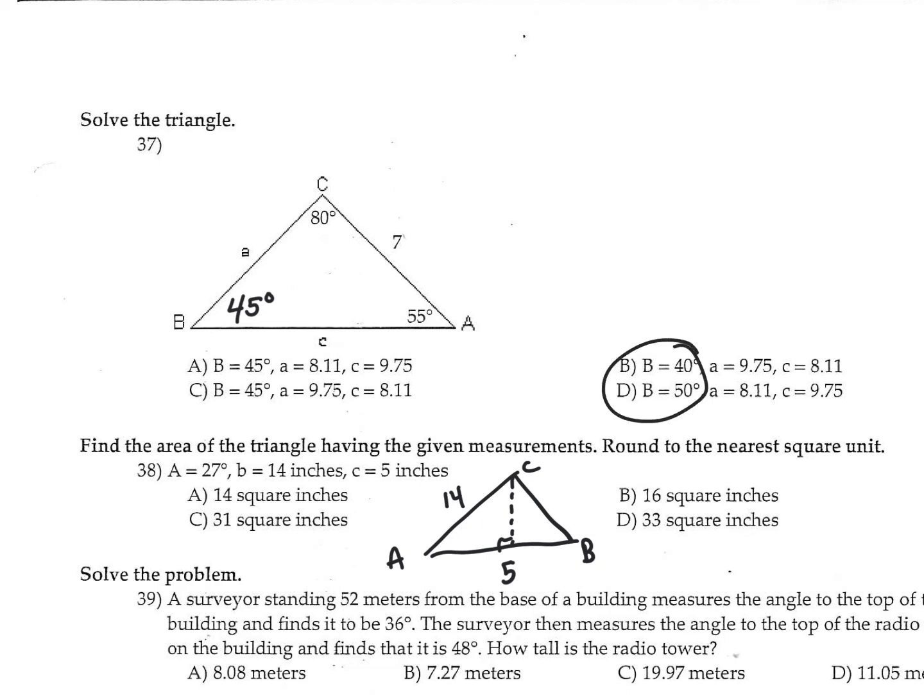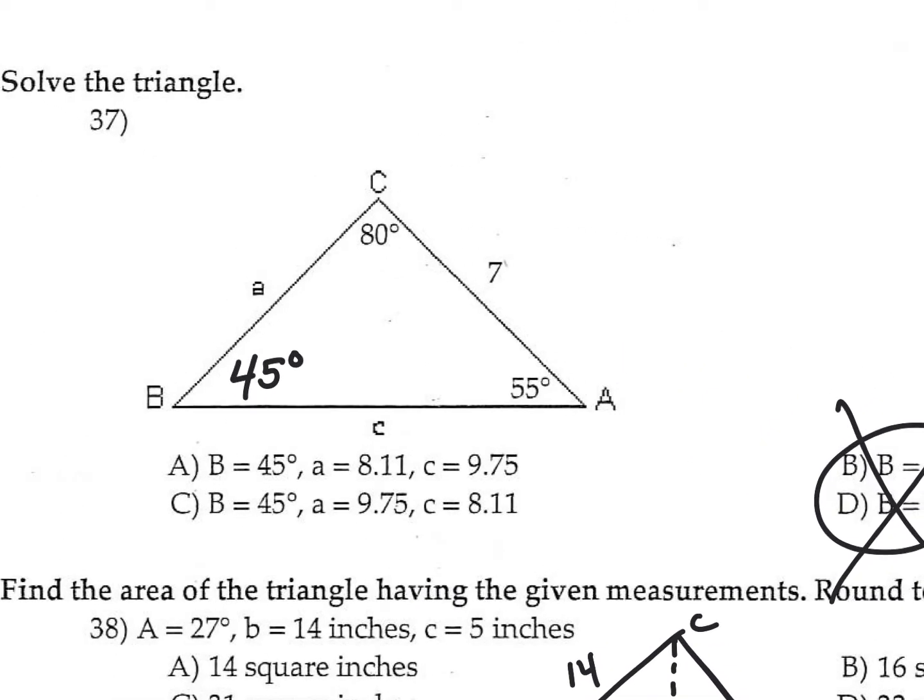Well, if I look at B and D, they have the angle wrong, so I can eliminate those answers right now. And then I can zero in on what's different between option A and option C. In option A, side length A is 8.11, and in option C, that's side length C. We can see that the other side length is also flipped.